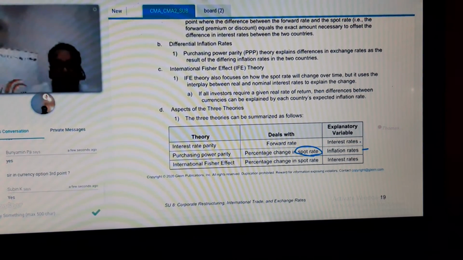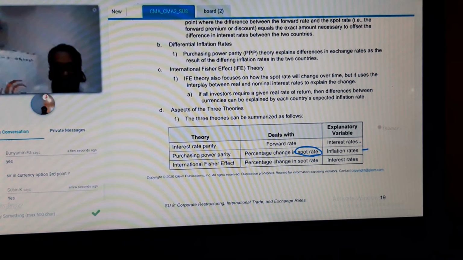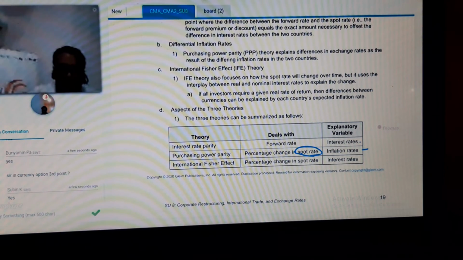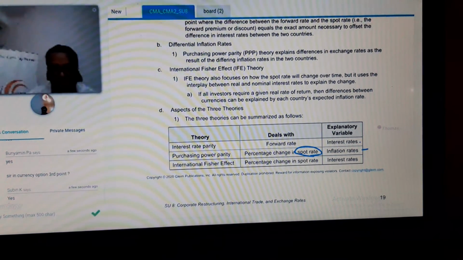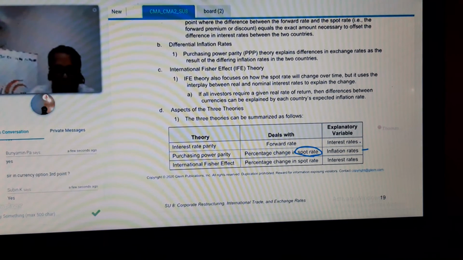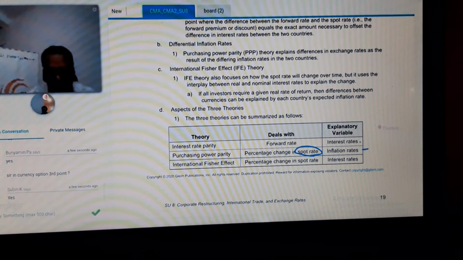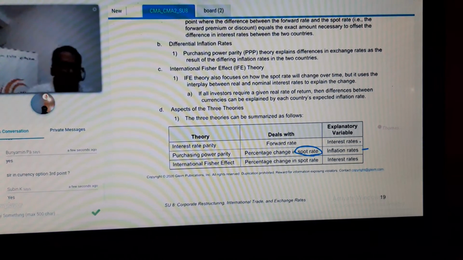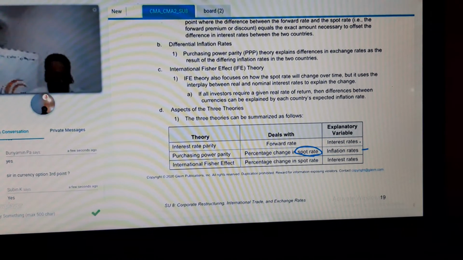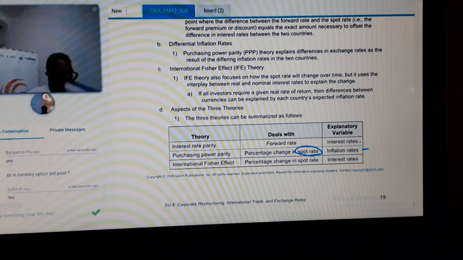If the inflation differential between the US dollar and Japan is 3%, it means the Japanese yen will crack by approximately 3%. So this is a function of the spot rate. So we finish that part.